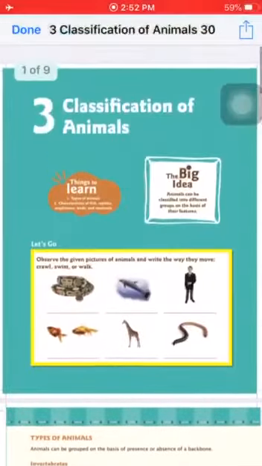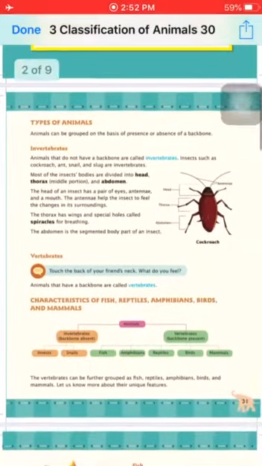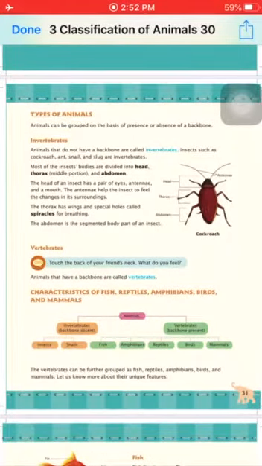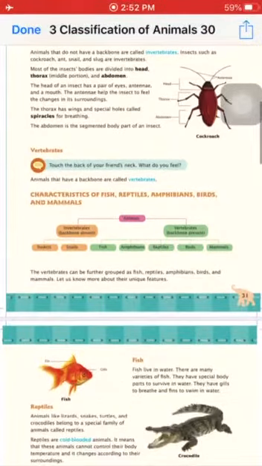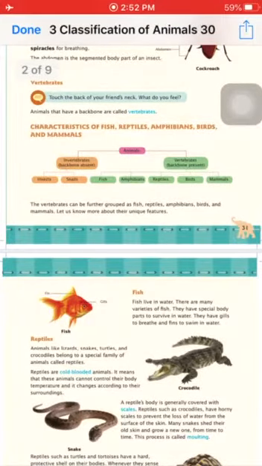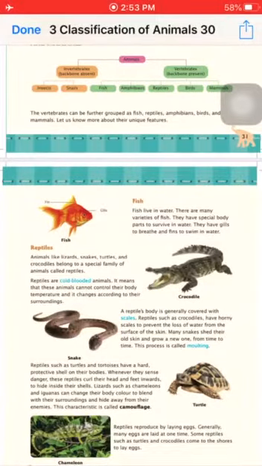Now we recall this chapter. First of all, we classify animals into two categories, that is invertebrates and vertebrates. What is the main difference between vertebrates and invertebrates? In invertebrates there is an absence of backbone, but in vertebrates there is a presence of backbone. Further, vertebrates are divided into five categories, that is fish, amphibians, reptiles, birds and mammals.